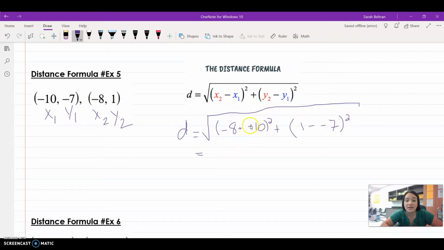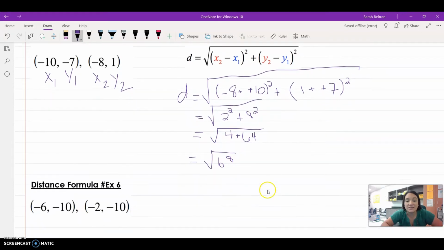Let's simplify. -8 plus 10, that's going to be 2 squared. I'm running out of time here, I gotta hurry. 2 squared. This turns into a plus as well. 1 plus 7 is 8 squared. All right, then we end up with 4 plus 64. All right, and that is square root of 68.